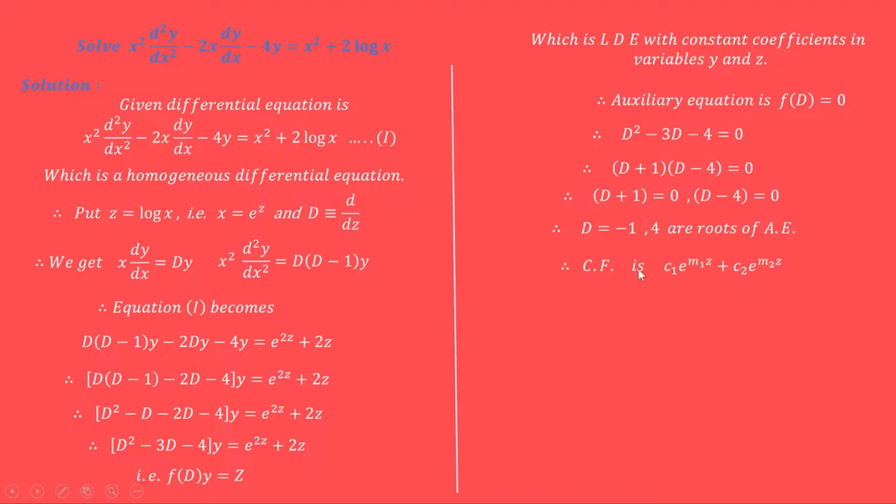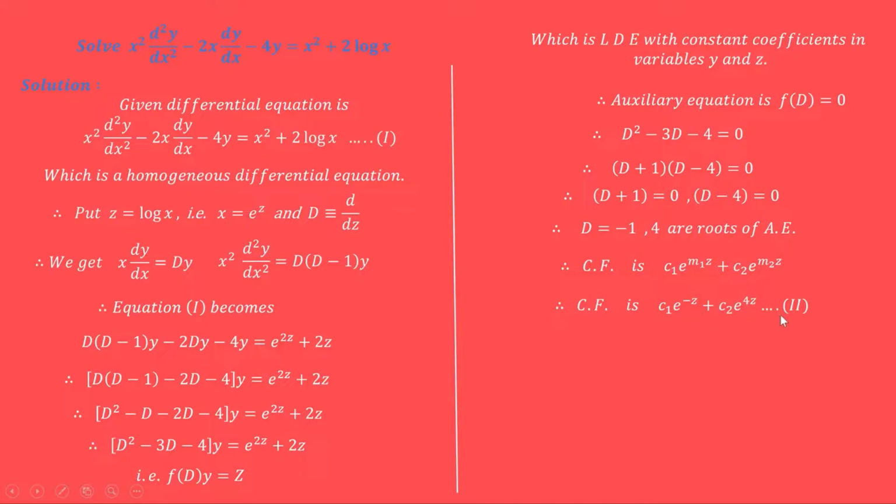And therefore, the complementary function is c1 e raised to m1z plus c2 e raised to m2z, because here the variable is z. Now put the values of m1 and m2 here, and so we get CF is c1 e raised to minus z, the value of m1 which is minus 1, and the value of m2 which is 4.